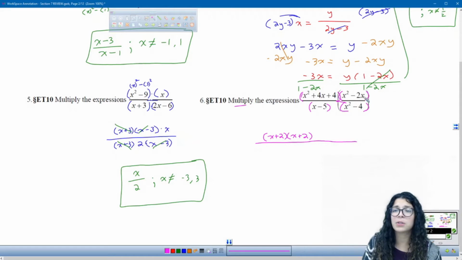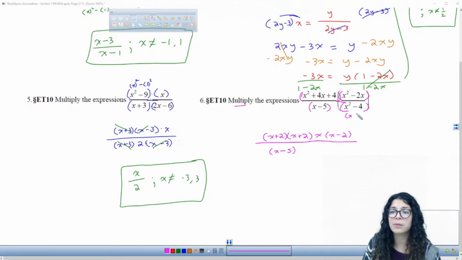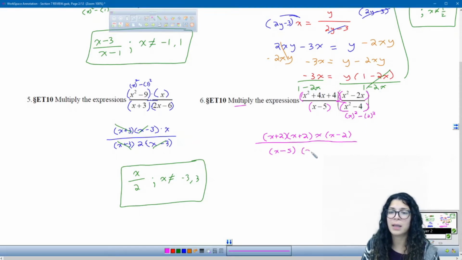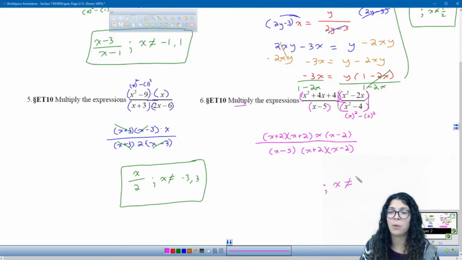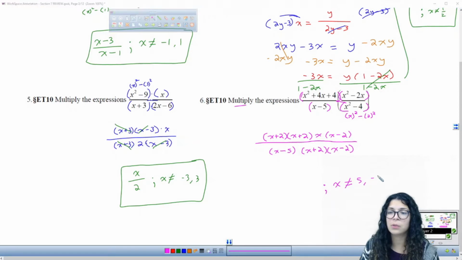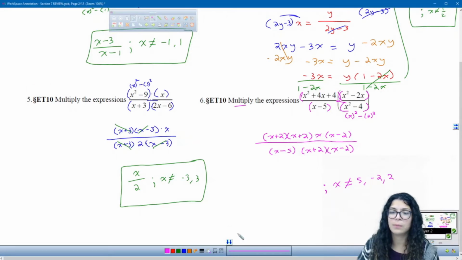And then x squared minus 2x, I could factor out x from both of those, which gives me x minus 2. On the denominator, x minus 5 can't be factored anymore. But x squared minus 4 is actually the difference of squares, x squared minus 2 squared. So this is going to factor into x plus 2 times x minus 2. Before I keep going and canceling out any factors, I'm going to write my excluded values. x cannot equal 5, or negative 2, or positive 2.